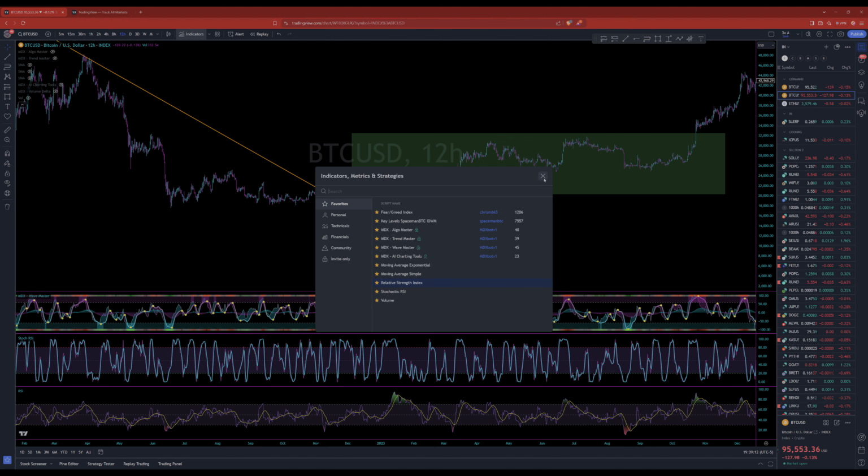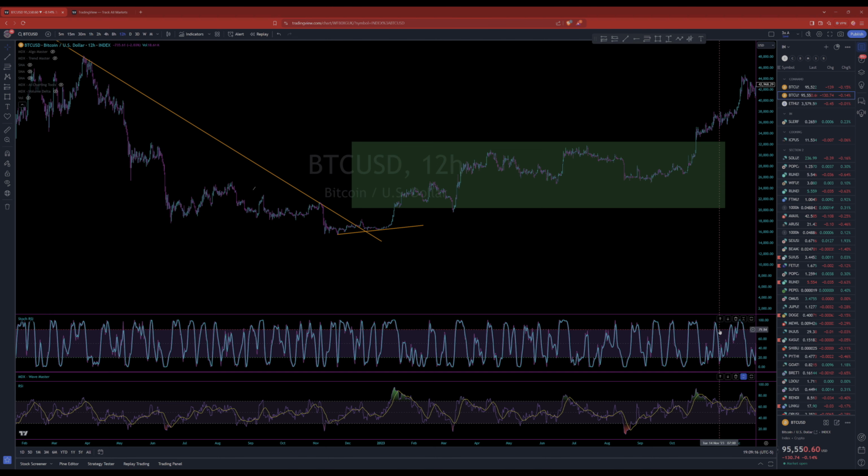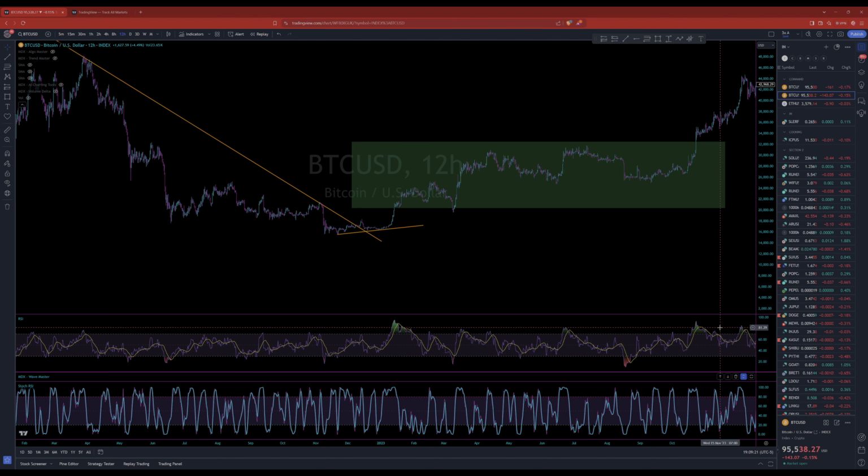Relative strength index. Collapse this. Bring this to the top. No, that's the one at the bottom. I want this one at the top.